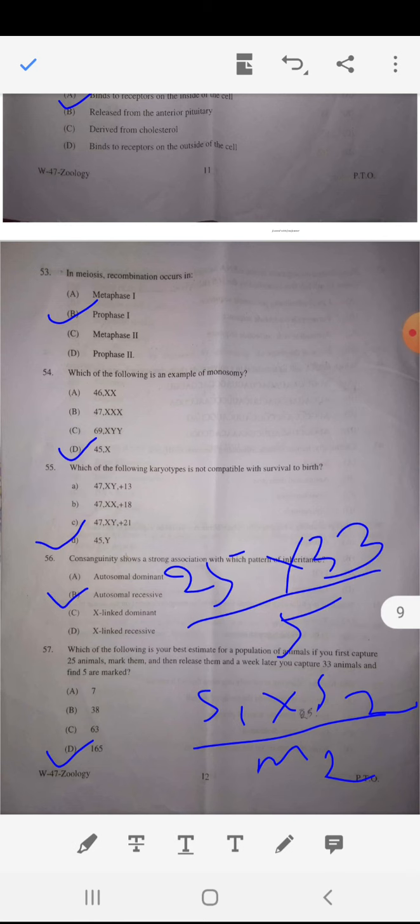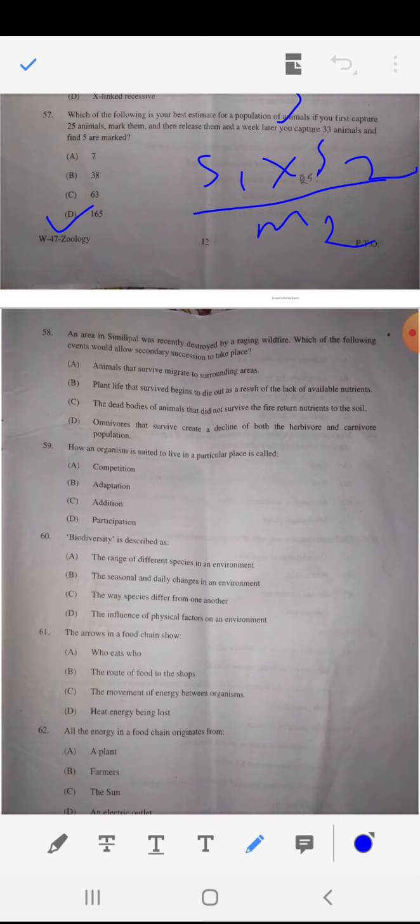Then next is question number 58. An area in Similpal was recently destroyed by a raging wildfire. Which of the following events would allow secondary succession to take place? Here the correct answer is option C, that is the dead bodies of animals that did not survive the fire return nutrients to the soil.